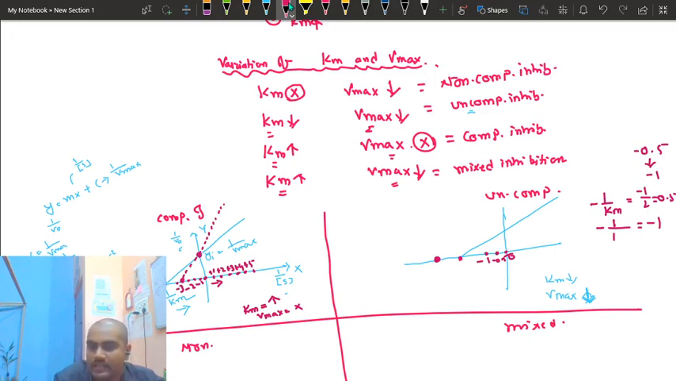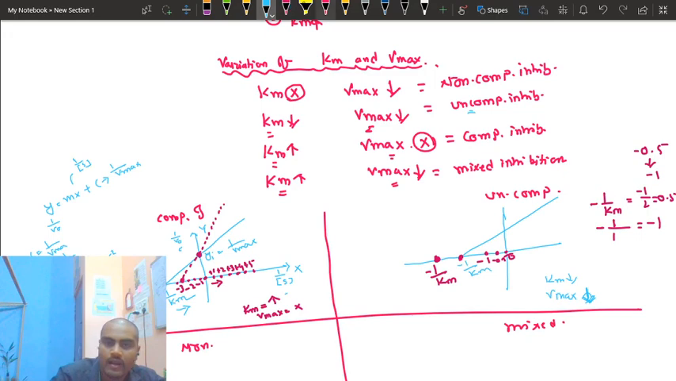That means you are shifting from leftward to more leftward, not rightward. As the km value is decreasing, if previously your point is there, you will have to shift more left because the km value is decreasing. So the new point for km will be this point. This is the new minus 1 by km, right? This is the previous minus 1 by km.